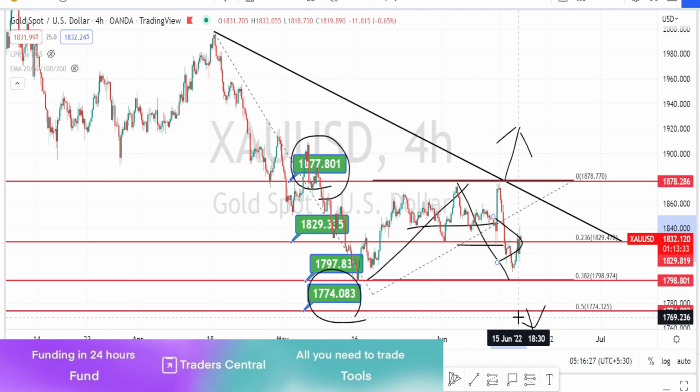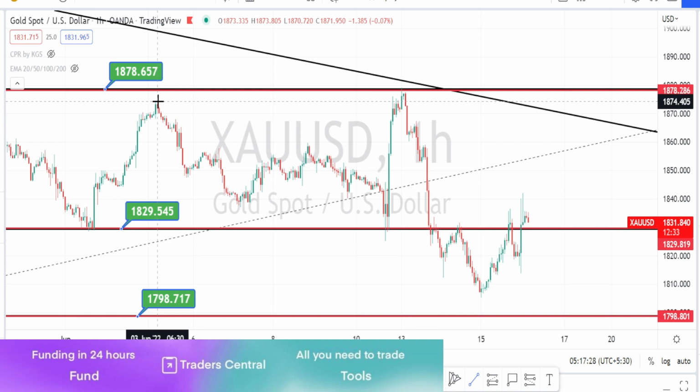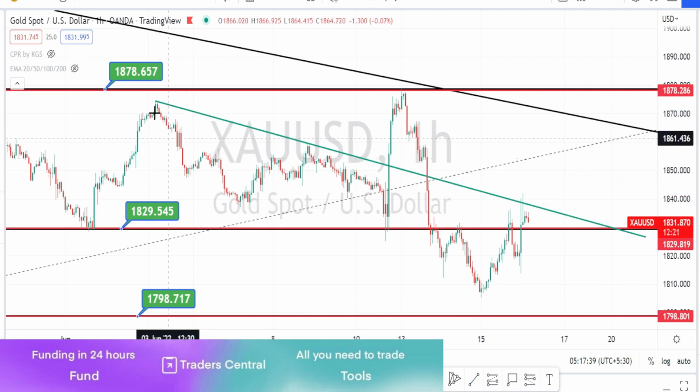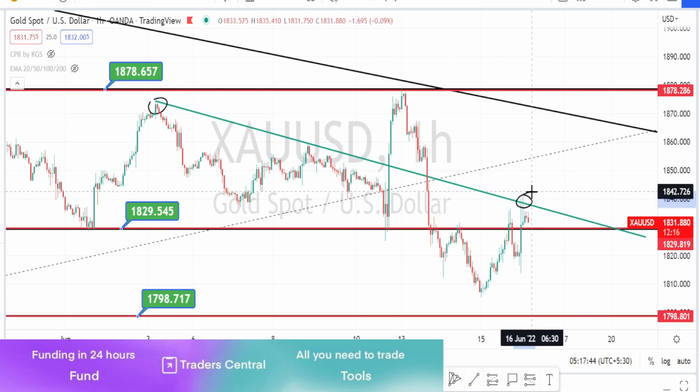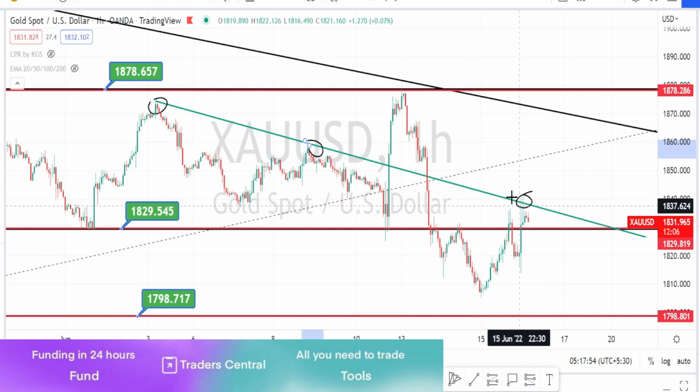Let us do the analysis in hourly time frame. When we analyze the price action in hourly time frame, I'm drawing a resistance line or the trend line over here. And based on this trend line, the current price action is still trading below this resistance line. It has momentarily tried to break this resistance line.